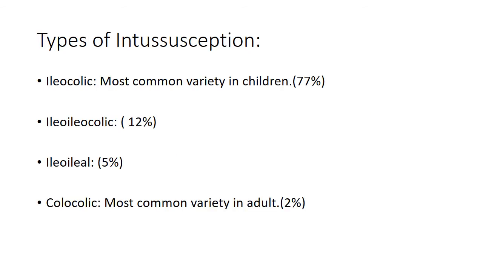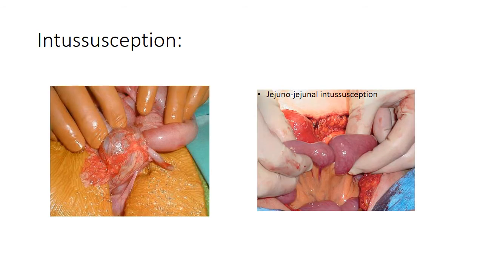Now remember the different types of intussusception, which are ileocolic, ileo-ileocolic, ileo-ileal, and colocolic. Among all these, ileocolic is the commonest variety in children and its incidence is 77%, while colocolic is common in adults. We can see the intraoperative finding of intussusception. This is the image of jejunal intussusception.